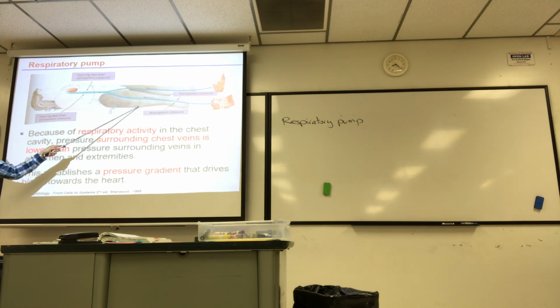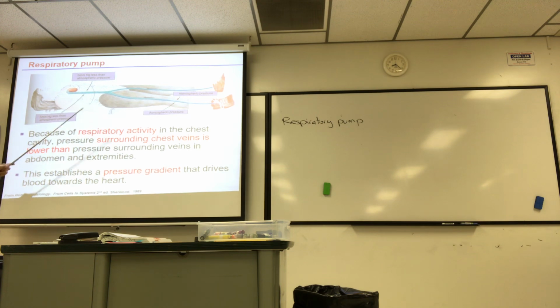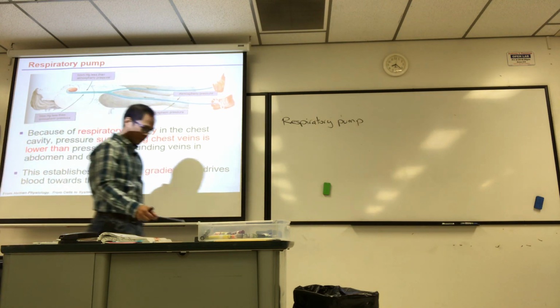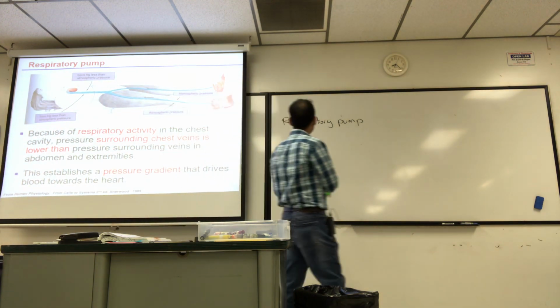They call that pressure on the body surface, but they just show the veins. And so you create a little bit of a pressure gradient, sucking blood back to the heart. They call that the respiratory pump.